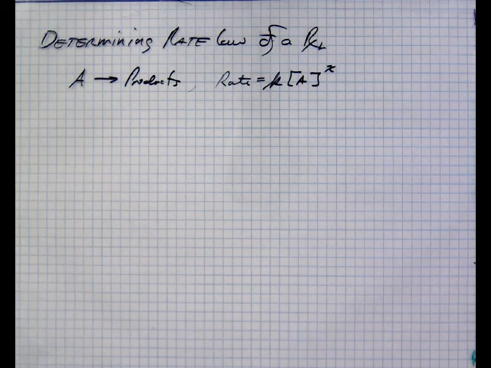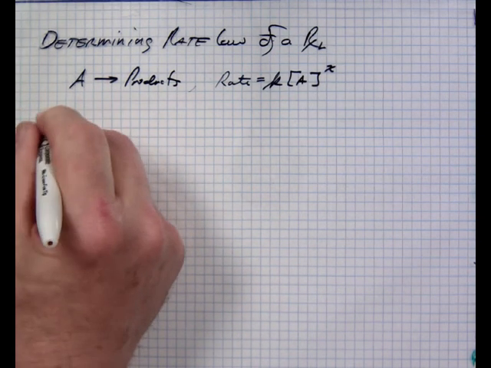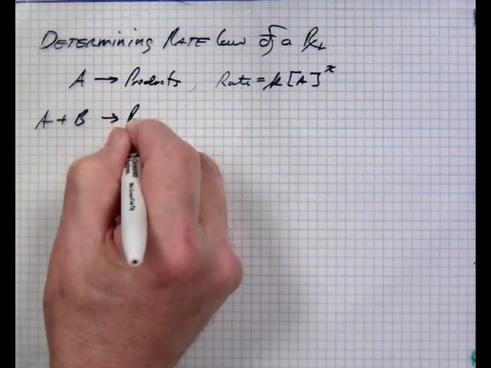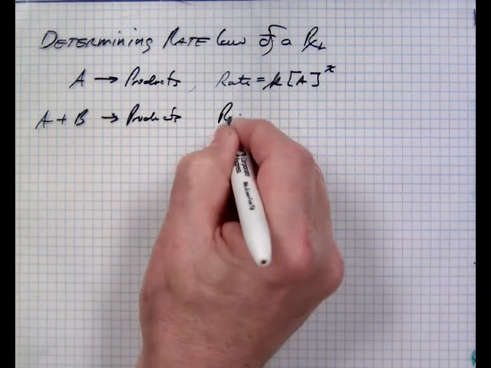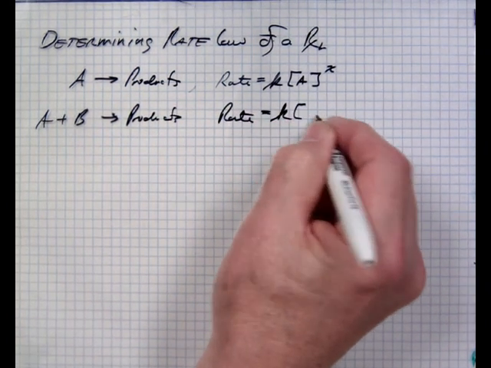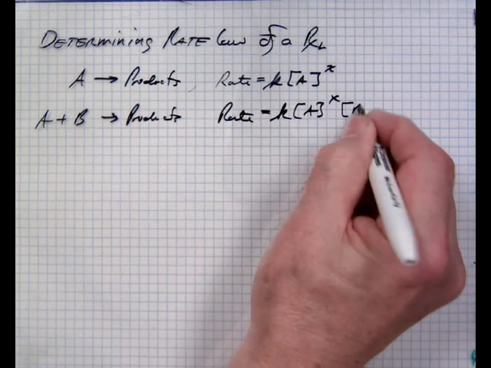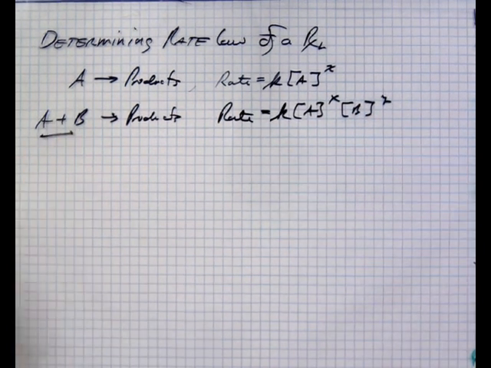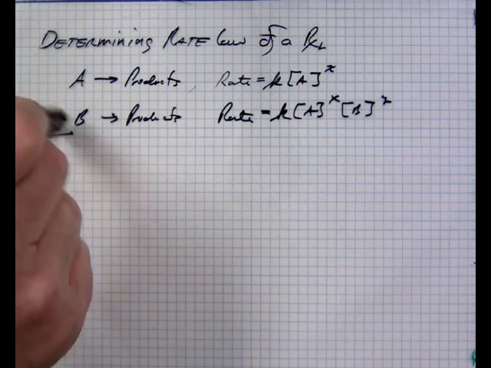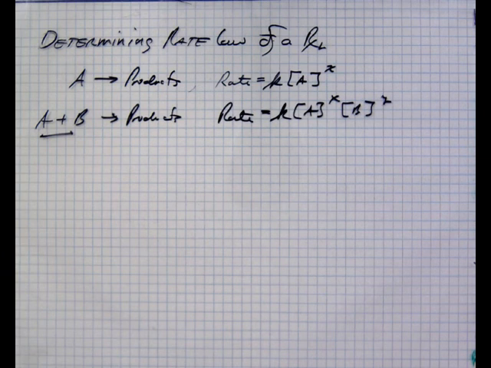Everybody good with it? All equations. If this had had AB, let me give you a contrast. A plus B goes to products. Rate is equal to K times A raised to the X power, B raised to the Y power. It's always in terms of the reactants. Whatever you have in the problem given, it's always in terms of that reactant side. Is that okay, everybody? Very simple, nothing more, nothing less when dealing with experimental rate laws.